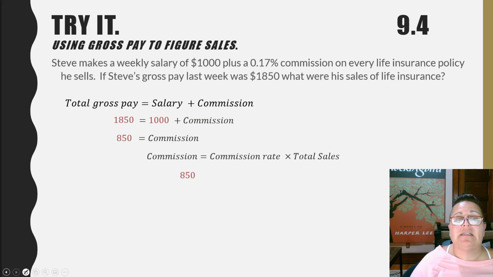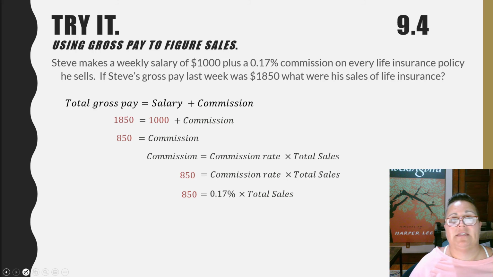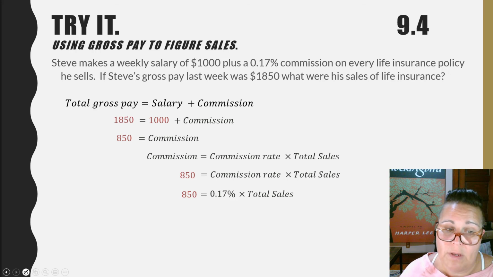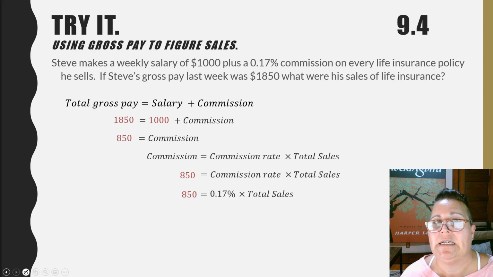Commission is the commission rate times the total sales. So $850 has to be our commission rate times the total sales. $850, commission rate is 0.17% times the total sales. Now here's the part that will catch some people. This is 0.17%, so they get less than 1% in commission.